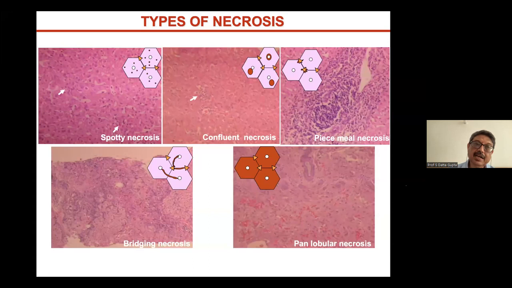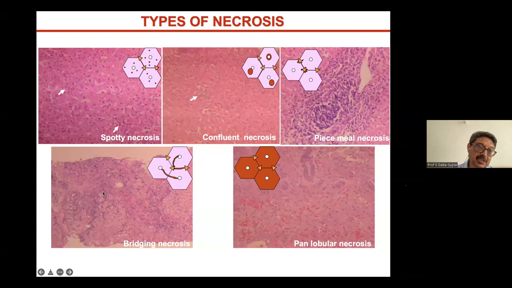Confluent necrosis, this is a group of four or five hepatocytes. They should have been there, they're not there. You're finding inflammatory cells. This is confluent necrosis. This is piecemeal necrosis, when the boundary between the parenchyma and the portal tract is lost, these cells go to the limiting plate and going inside. This is piecemeal or interface hepatitis. Now this is bridging necrosis between one portion and the other. In almost all cases of subacute hepatic failure, you'll find bridging necrosis.